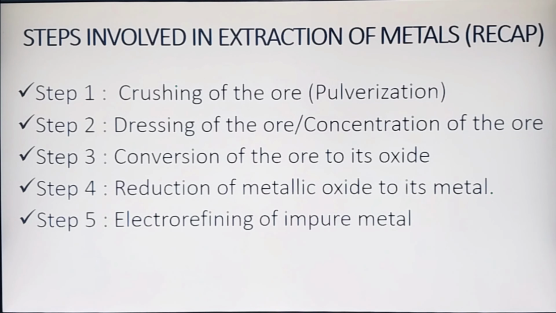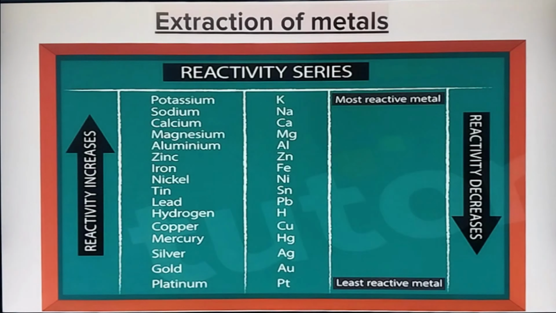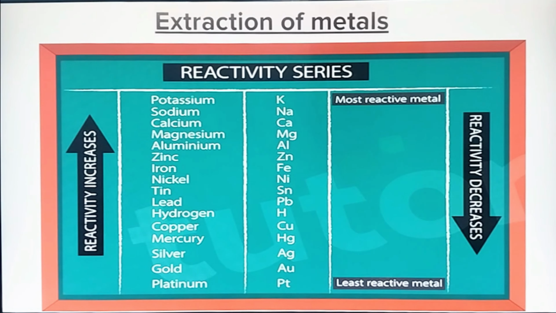So what is step number 4 that I need to do, children? I need to remove the oxygen from the metal oxide so that I get the metal in my hand. Okay. So for doing it, you have to remember the reactivity series of metal. And already I have told you the ways.